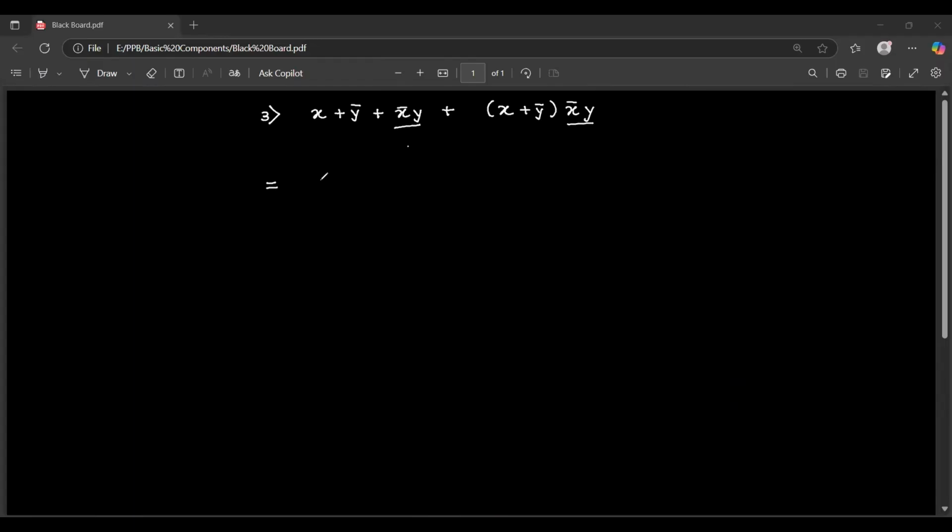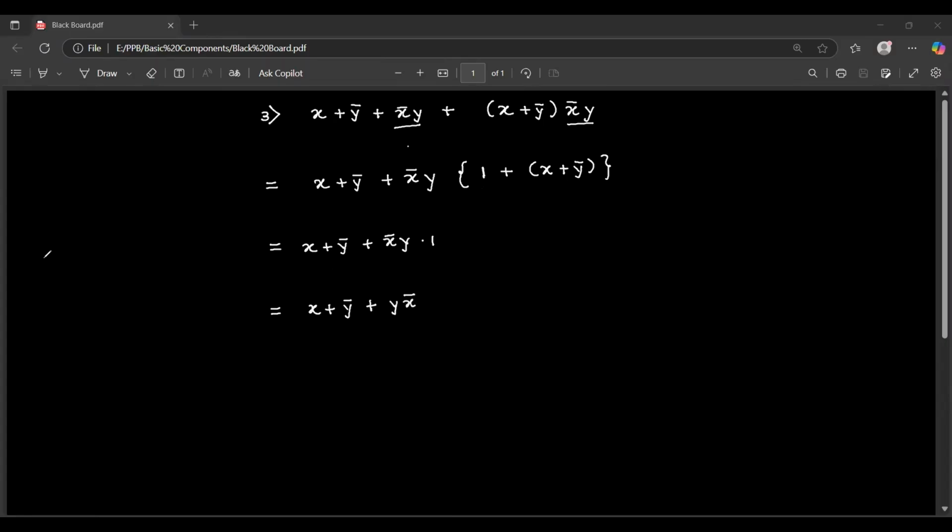So this will be equal to x plus y bar plus x bar y, whole thing, 1 plus x plus y bar. According to the identity rule, 1 plus anything is equal to 1. So we will get x plus y bar plus x bar y into 1, and x bar y dot 1 is equal to x bar y. Here I'm just going to change the order, so it will be x plus y bar plus y x bar.